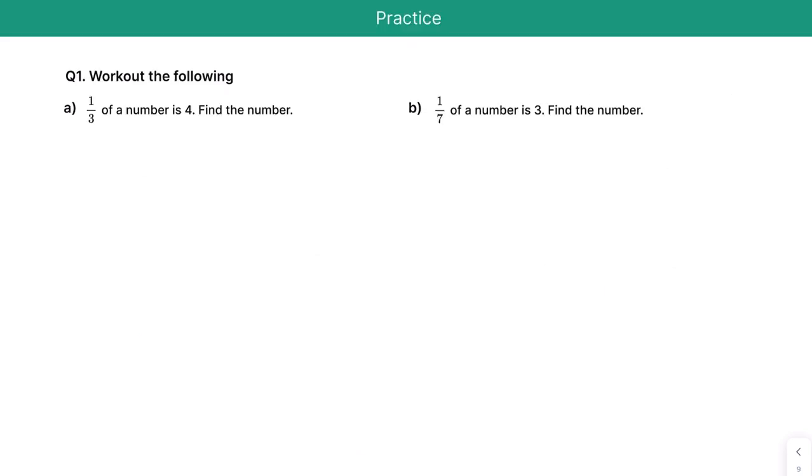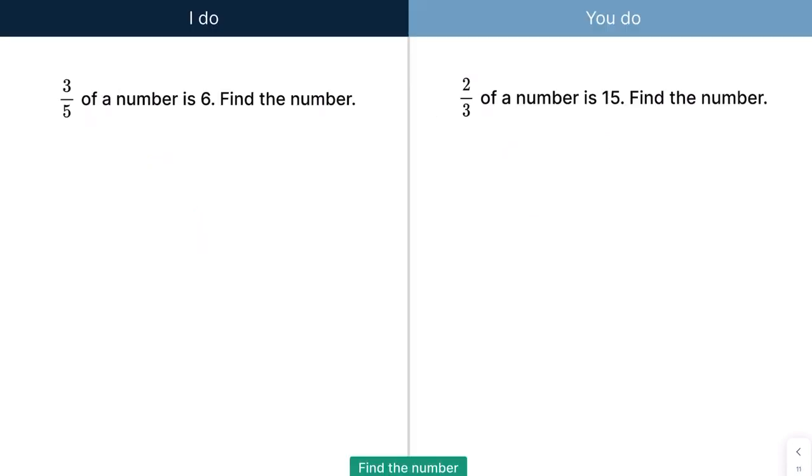So again, here's some practice questions for you to have a go at. Press pause and have a go. Here are the answers. So moving on, now we have a fraction that doesn't have a 1 at the top, okay?